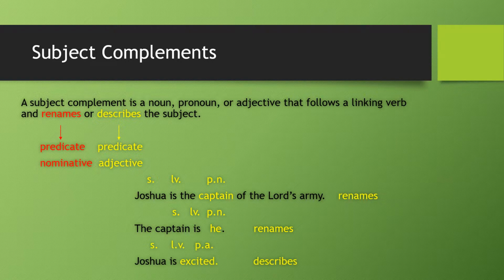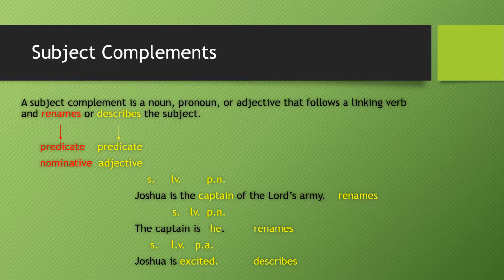Joshua is excited. Now, once again, Joshua is the subject. We once again have is as the linking verb, but this time we have an adjective, excited. So now it's giving a description of Joshua and it's not renaming Joshua. So in this sentence, Joshua is excited. Excited is a predicate adjective describing the subject Joshua.